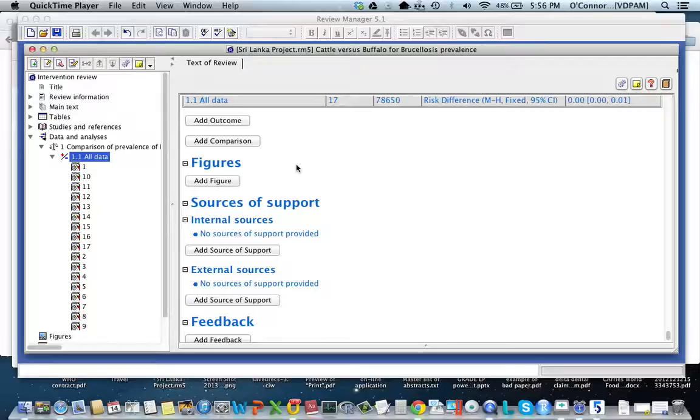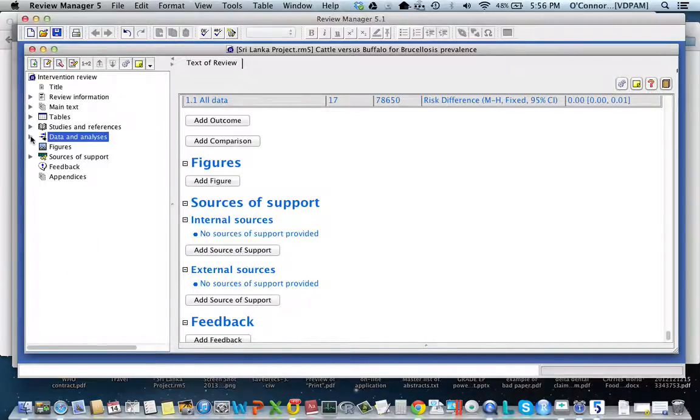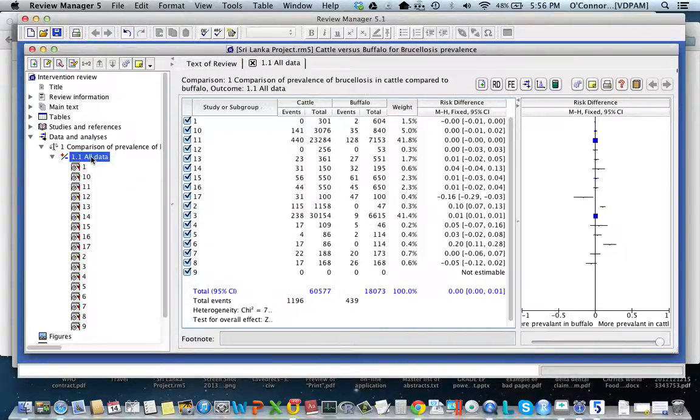The analyses that we can look at in a forest plot or a meta-analysis. So I'm where I usually am. I'm in RevMan in the Data Analyses tab. I've gone down here into my comparison and I'm looking at all the data. What I'm going to do is put my mouse on the all data and double click, which is going to open up this interface that I have.